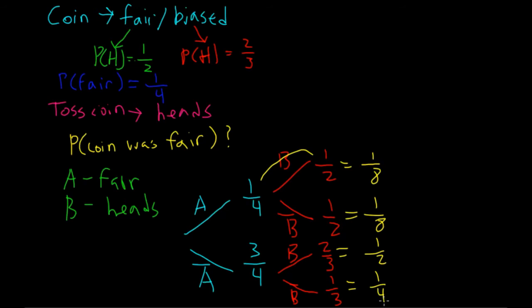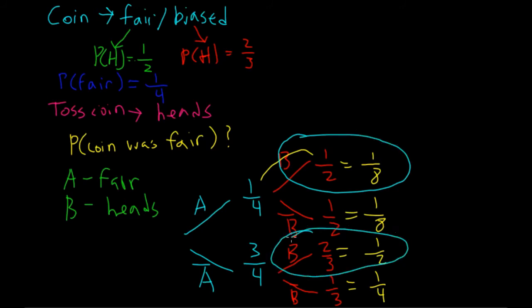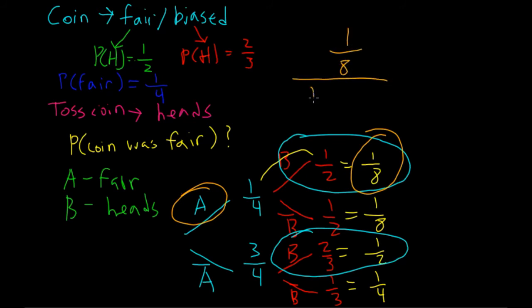Now, what is the problem asking us to do now? It's asking, what is the probability that the coin was fair given that we got heads? Hey, what are the only events where we got heads? Well, hey, that's this event right here, and this event right here. Those are the only cases where we got heads. Now, it's then asking what's the probability that the coin was fair. The only case in which the coin was fair was right here, because that corresponds to this branch. So our final probability is just 1/8 over 1/8 plus 1/2, and that gives us 1/5. So this is the visual perspective of Bayes' rule.